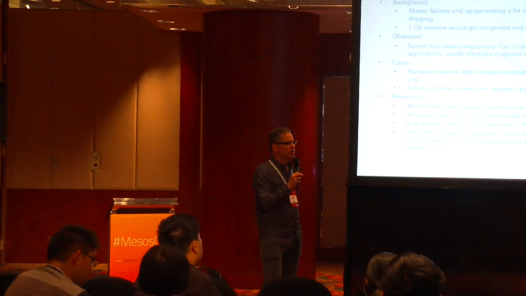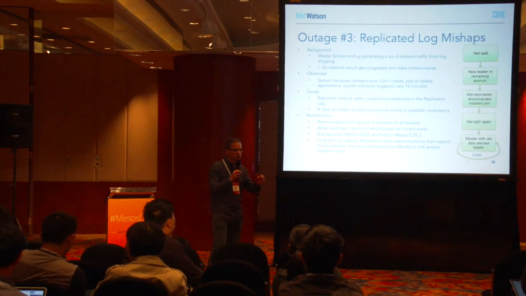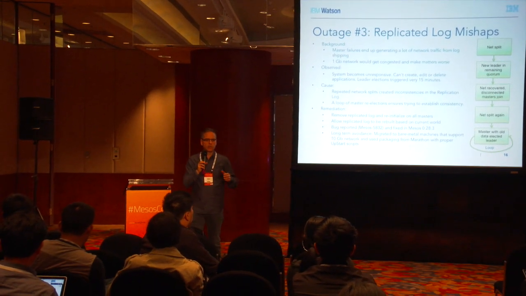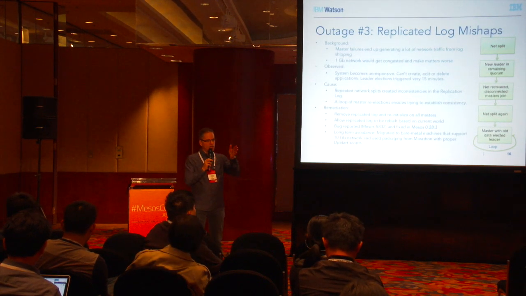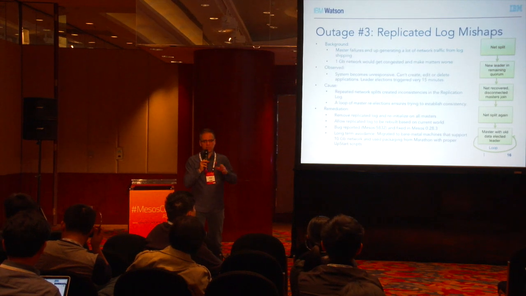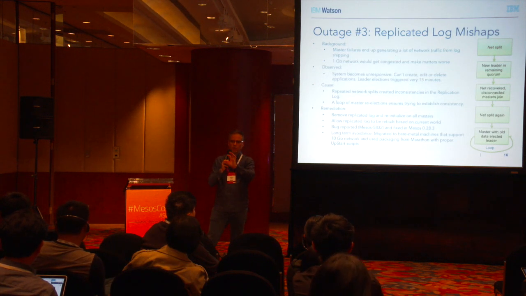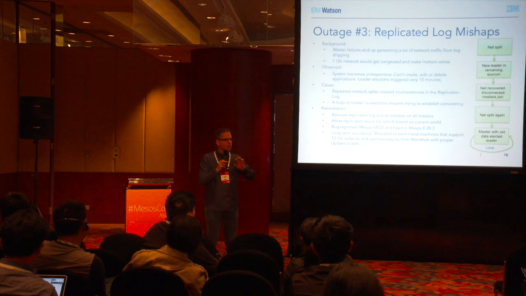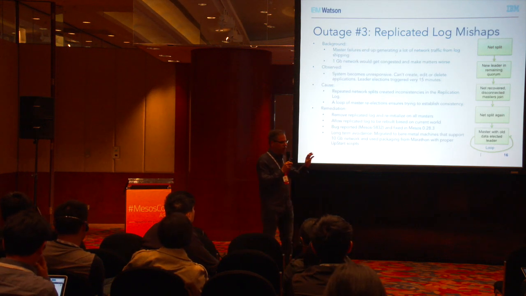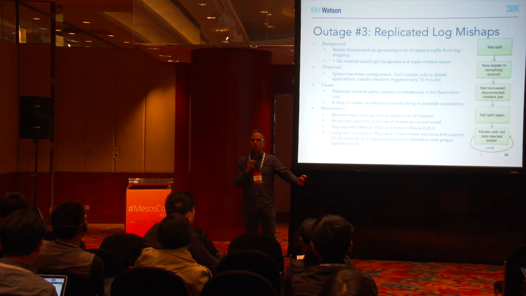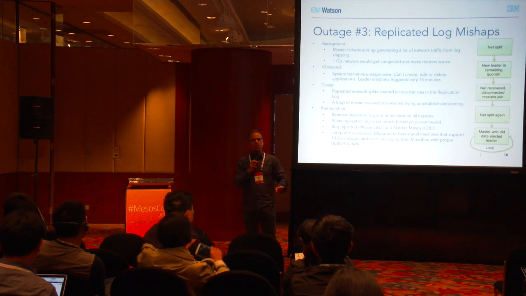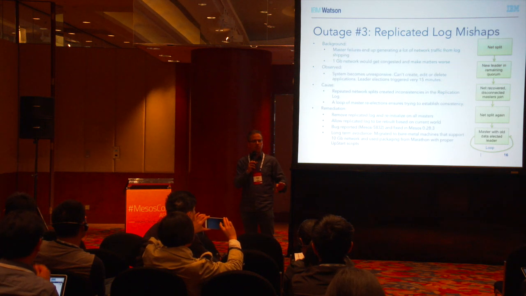Okay. So this is the third and last outage I wanted to cover. This one is also on the extreme side, in the sense that it's a race condition. Because of our network problems, we had two network splits that happened pretty close together. With Mesos, when we have a network split, if you still have a quorum, it will elect a new leader. One of the leaders that was disconnected in the first round became a leader later, but while it was disconnected, it missed a bunch of updated state information. So it had stale state information.